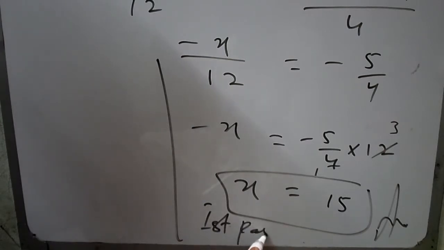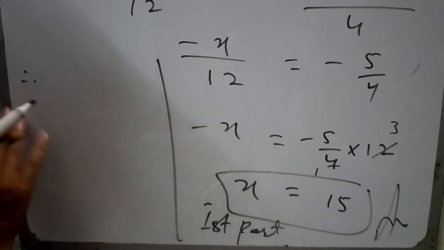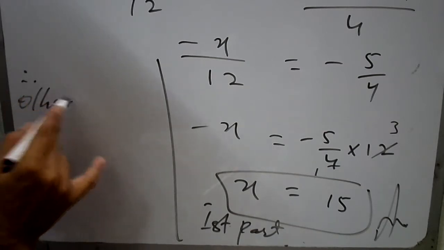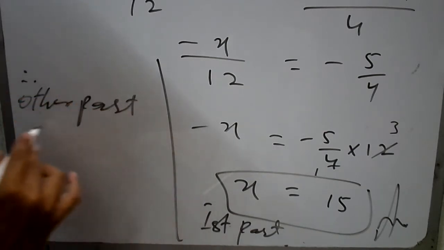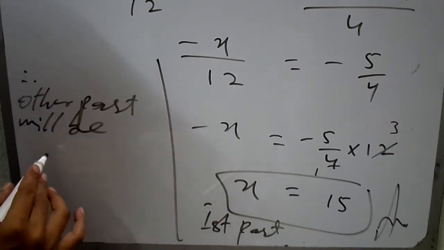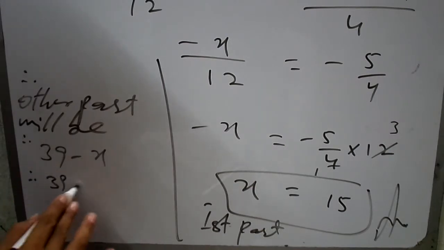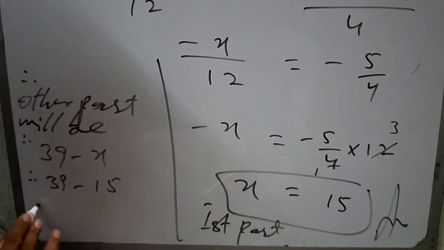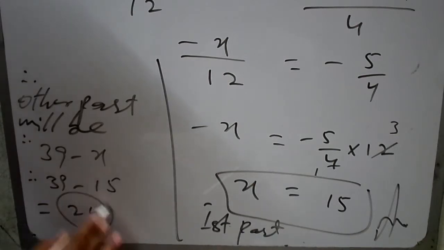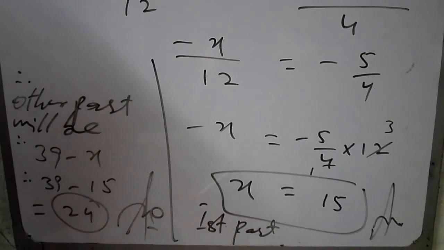Therefore the other part will be 39 minus x, so 39 minus the value of x, which is 15, you will get 24. So that is your result. Now coming to question number 7.